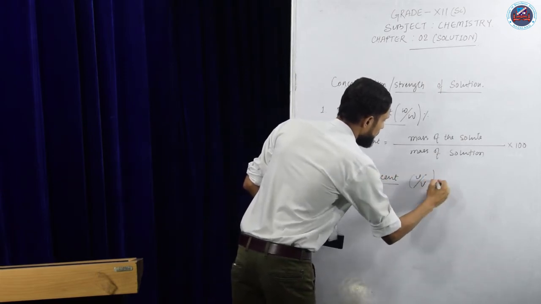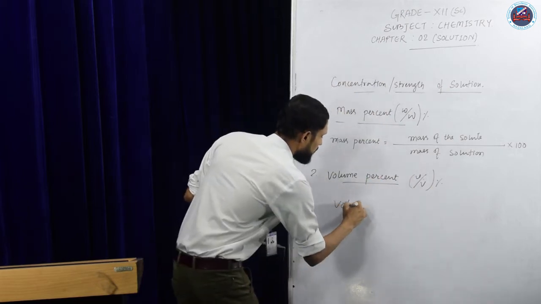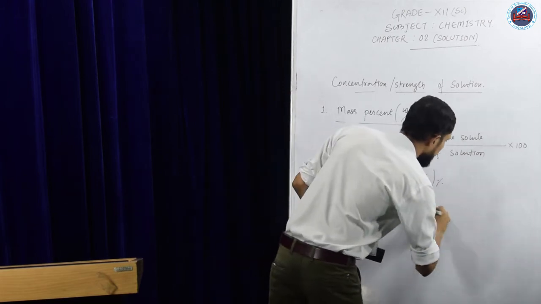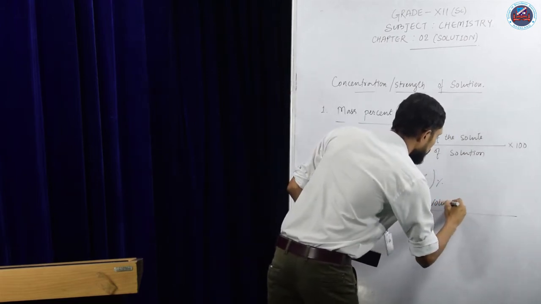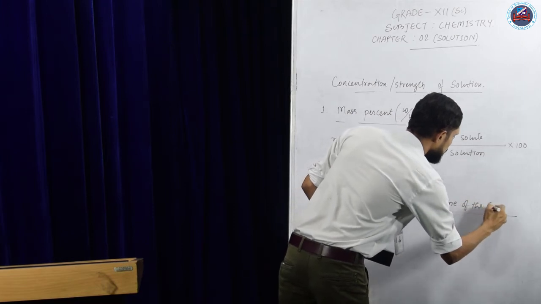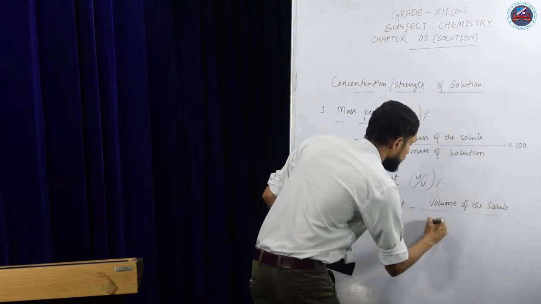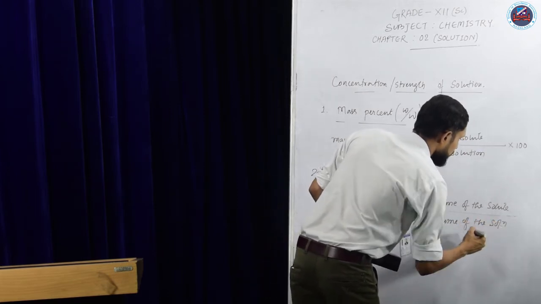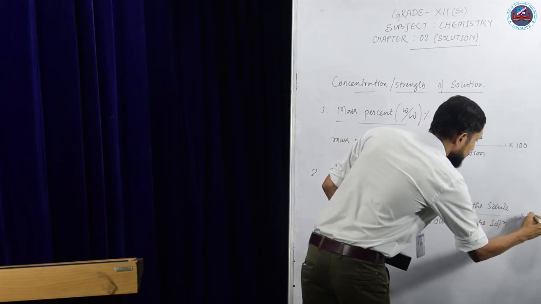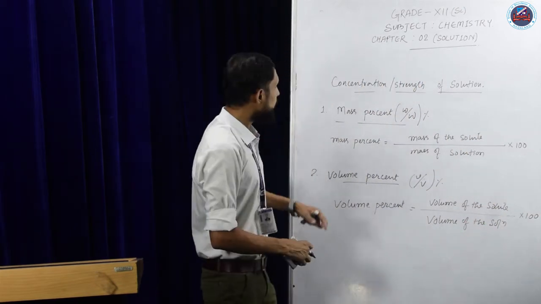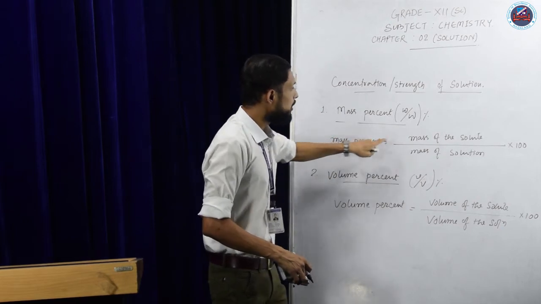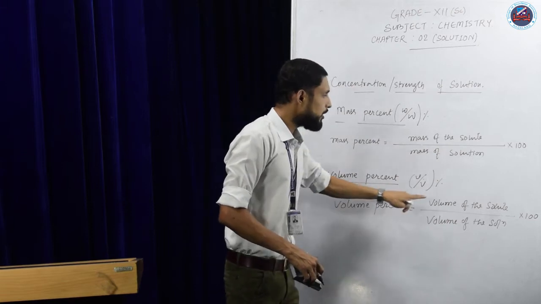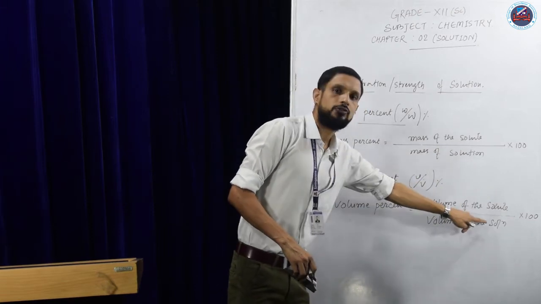V by V. When you calculate volume percent, in the numerator you will take the volume of the solute, and in the denominator you will take the volume of the solution. And since you are going to calculate percentage, it will be multiplied by 100. So you can find a similarity: mass percent is mass of solute by mass of solution, and volume percent is volume of the solute by volume of the solution.